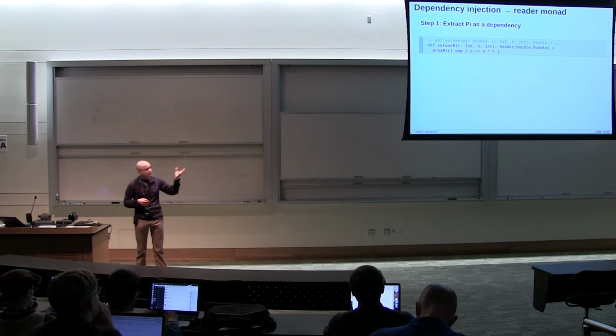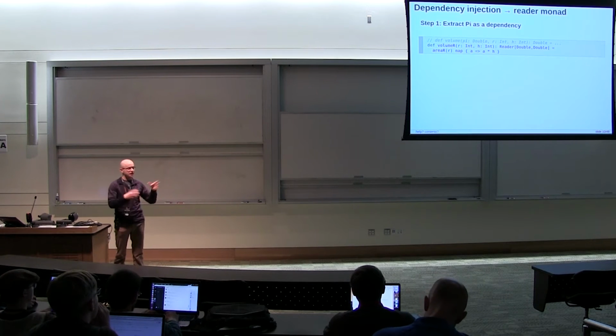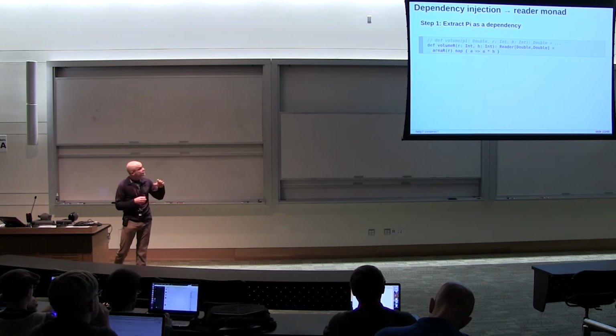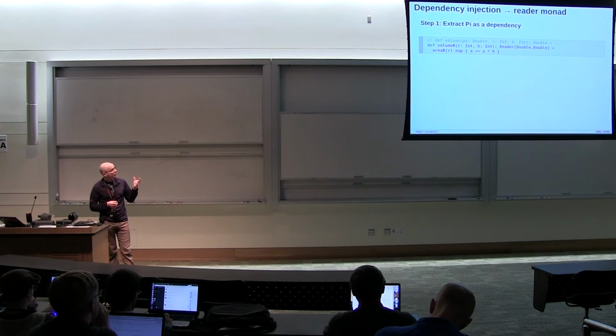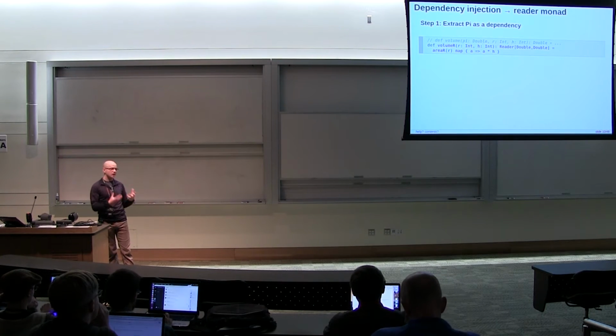So this whole thing itself returns a reader. We still haven't actually done any computation because we don't have pi yet. So this returns a reader, a reader double-double. So it's a reader that takes pi, which is a double, does a bunch of computation, and returns volume, which is a double.